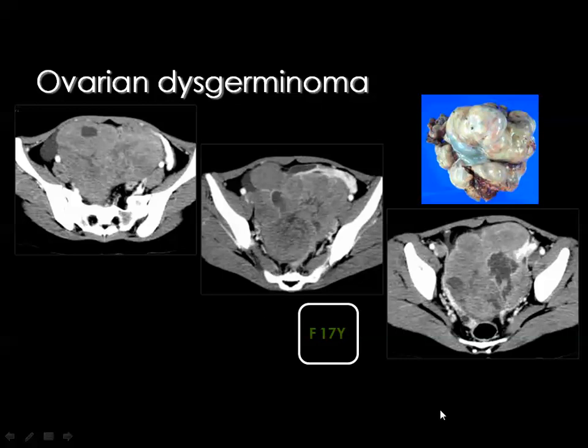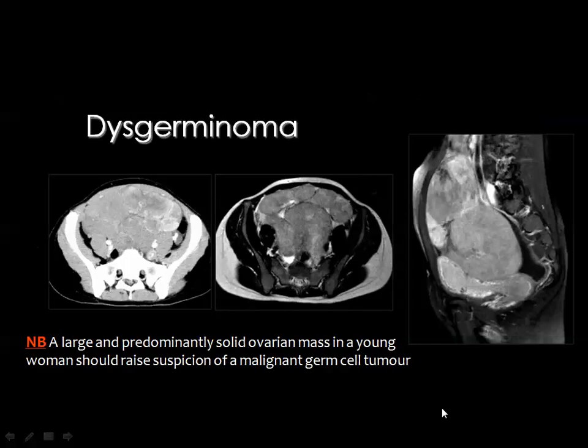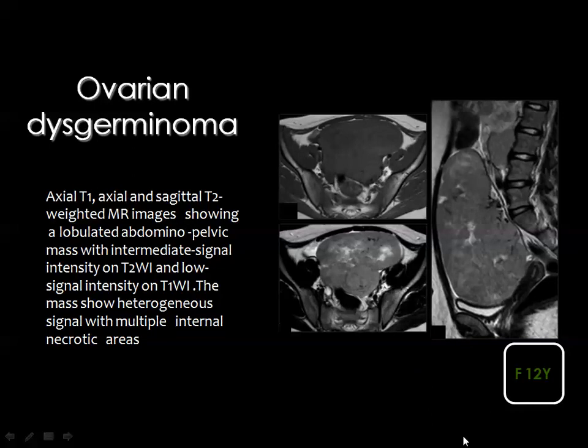Most of the tumors are solid, and some of the tumors may contain cystic changes. And this is one of the rules: a large, predominantly solid ovarian mass in a young woman should raise the suspicion of malignant germ cell tumor. And you see a big mass by CT and a big mass by MRI.